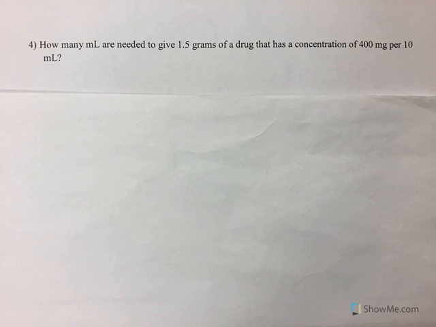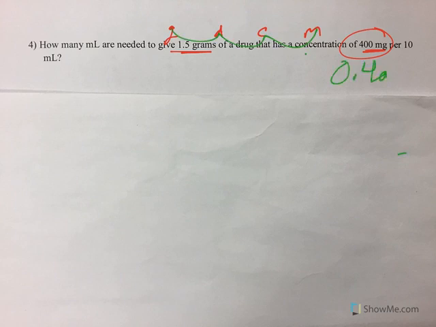How many milliliters are needed to give 1.5 grams of a drug that has a concentration of 400 milligrams per 10 milliliters? Same basic problem. We have milligrams here and grams here. Now let's go the other way. If I have milli, centa, deci, and then here's the grams, if I want to change my milligrams, I'm going to go left 3 places. So this is the same as 0.4 grams.